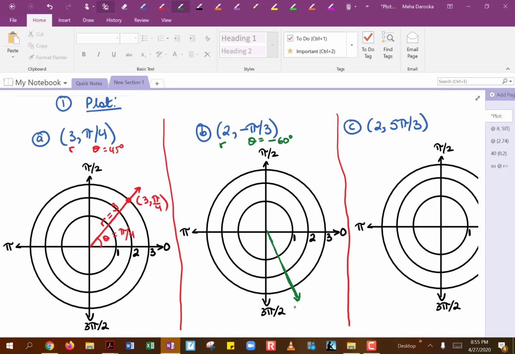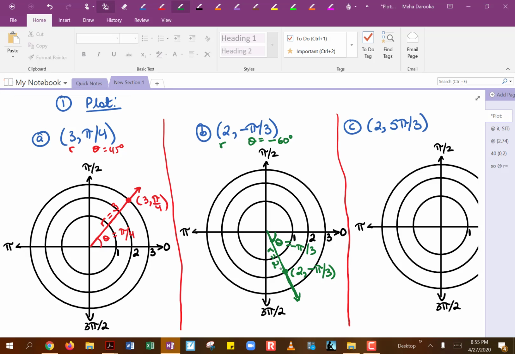And this is a distance of r equals 2, which means we are going to be at the second concentric circle. So this is going to be our point 2 comma negative pi over 3. And so this angle here is our theta, which is negative pi over 3, and then this distance from the pole is going to be a distance of 2 units. Okay? Alrighty, so that's our second part.